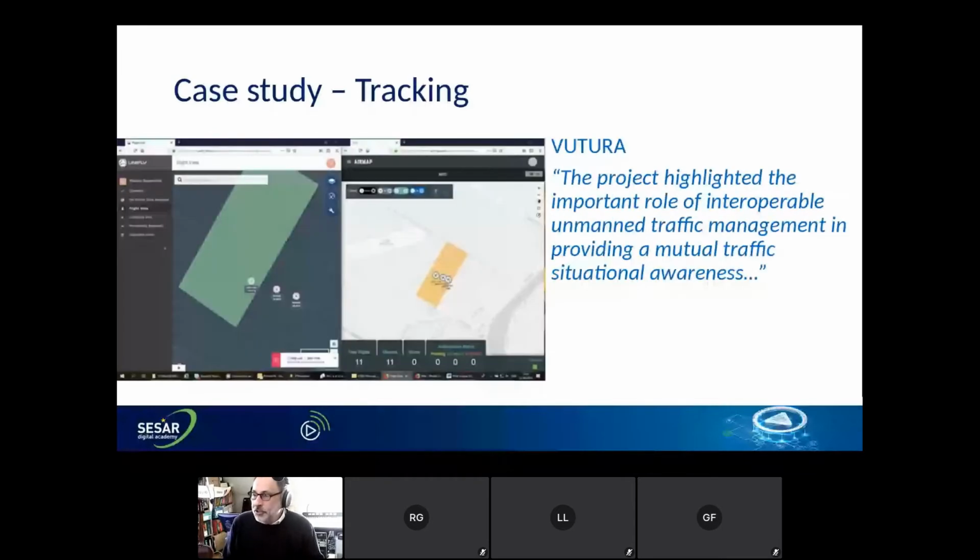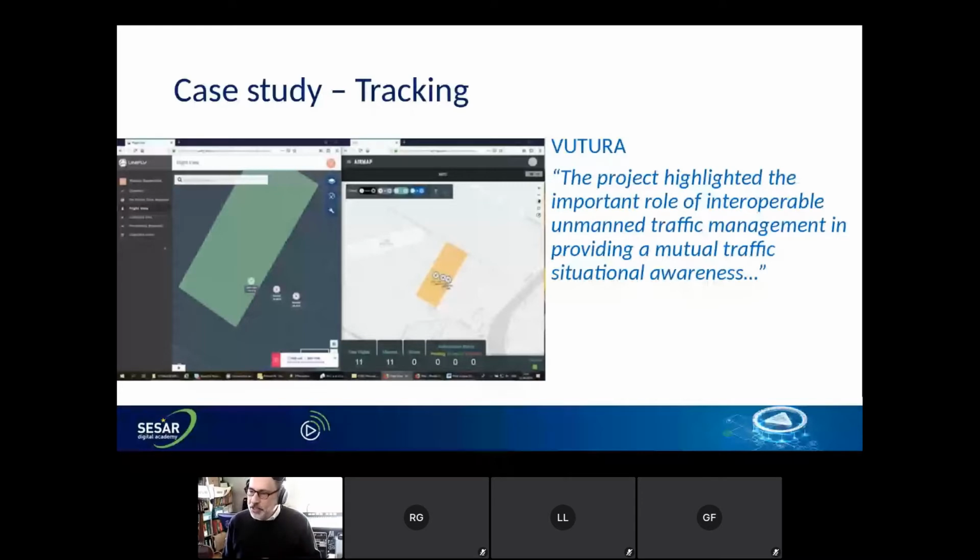The Vutura project was explicitly having 2 U-space operators in the same volume of airspace operating simultaneously, some flights connected to one, some flights connected to the other, and the data shared at the U-space service provider level. They used a number of different technologies for tracking, including LoRa, which is promising because it's cheap and long range, and adequate for the job, as they showed.